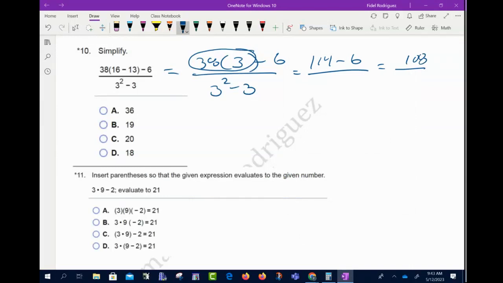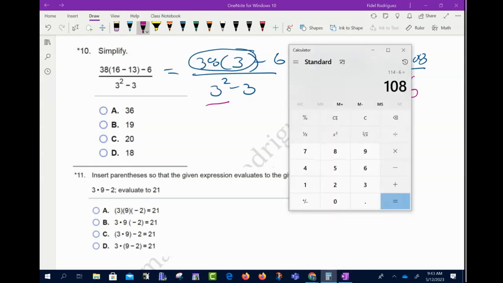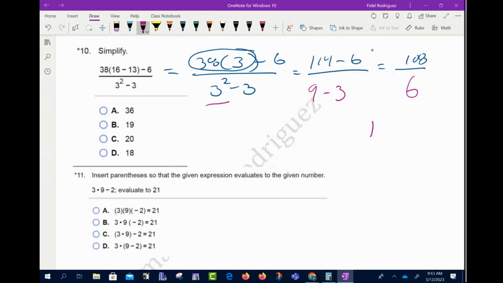Okay, let's do the bottom part. Anybody know what is 3 squared? 9. What's 9 minus 3? 6. Last thing we're going to do, divide. 108 divided by 6, 18. And boom, there it is.